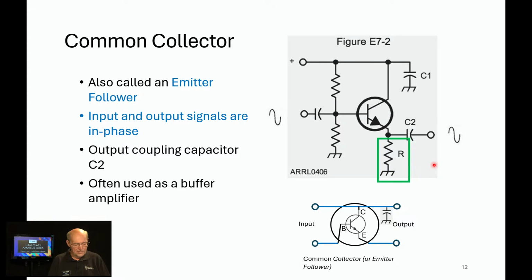Often used as a buffer, something in between two stages. For example, an oscillator circuit can be very sensitive to anything affecting it, shifting its frequency, and so a buffer is commonly used to make that not an issue.